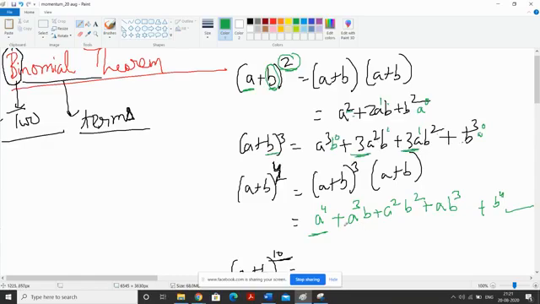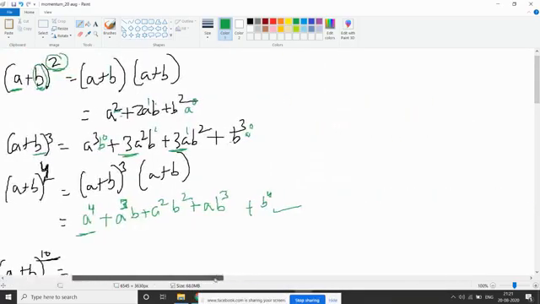We have to write the coefficients as well. With the pattern, we have written that the first term has to be a to the power 4 and the last term will be b to the power 4, the power of a decreases by 1 and the power of b increases by 1, but we don't know what the coefficients are. So for that, Pascal's triangle was introduced.